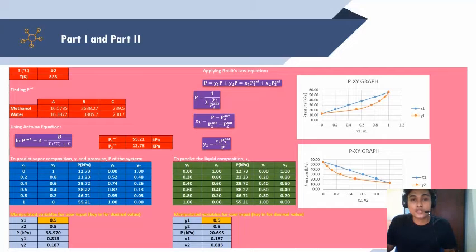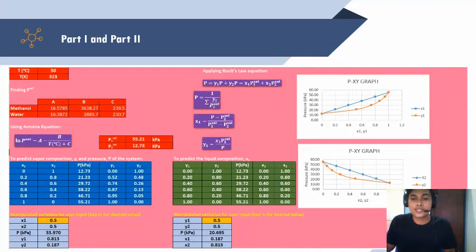Next is part 2. Part 2 is basically the same as part 1. The difference is, first we need to find y1 and y2. Y1 and y2 are estimated values starting from 0 until 1 with an interval of 0.2. We use the same approach because we need to find the pressure for this part. After we get the pressure, we need to find the x1 value and also the x2 value.